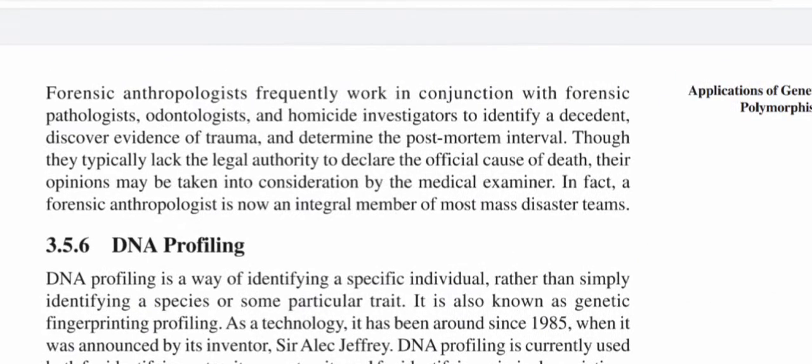Forensic anthropologists frequently work in conjunction with forensic pathologists, odontologists, and homicide investigators to identify a decedent, discover evidence of trauma, and determine the post-mortem interval. Though they typically lack the legal authority to declare the official cause of death, their opinions may be taken into consideration by the medical examiner. In fact, a forensic anthropologist is now an integral member of most mass disaster teams.